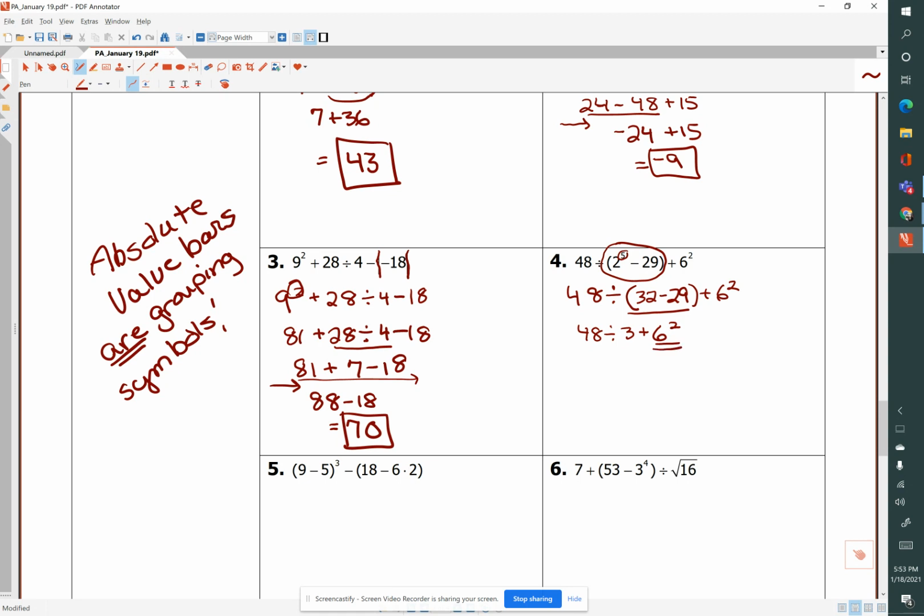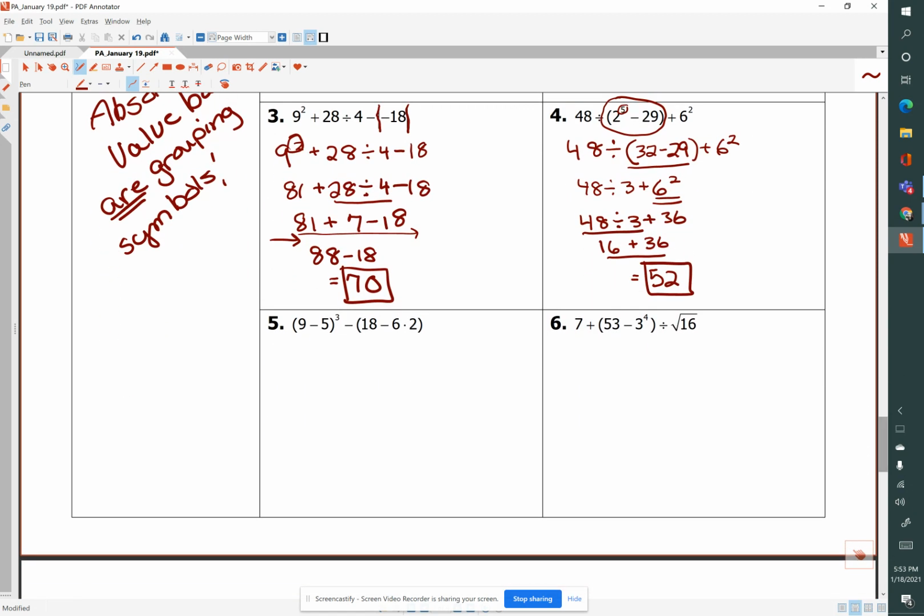Now we've got our grouping symbol done, we'll do the exponent. 48 divided by 3 plus 36. Now we have to do the division before the addition. 48 divided by 3 is 16. Then we have our plus 36. Then 16 plus 36 equals 52. All right, why don't you try number 5 and 6 and then come back to the video and see how you've done.